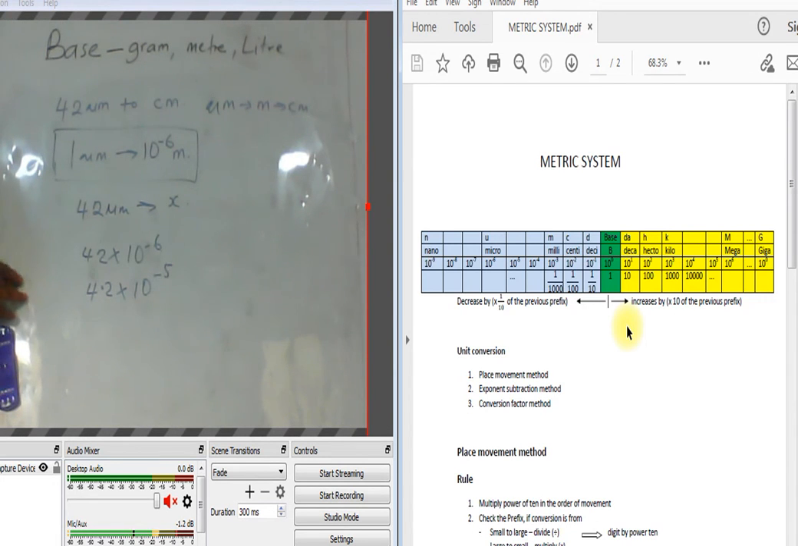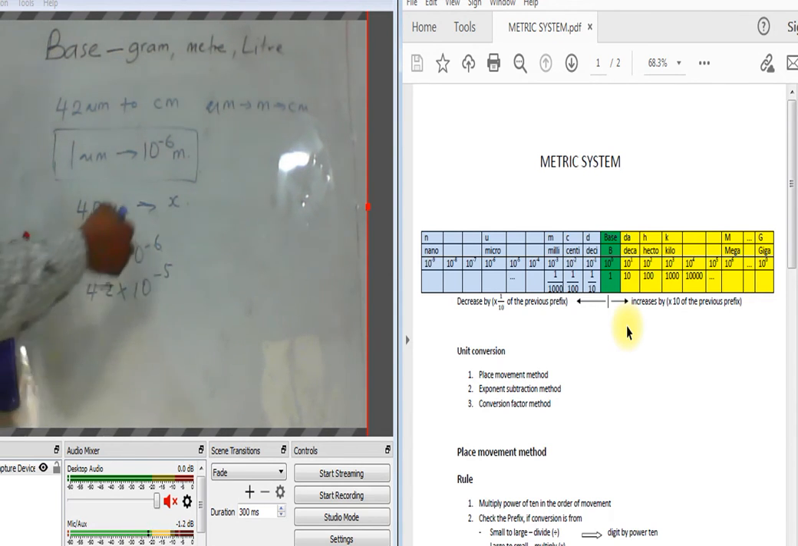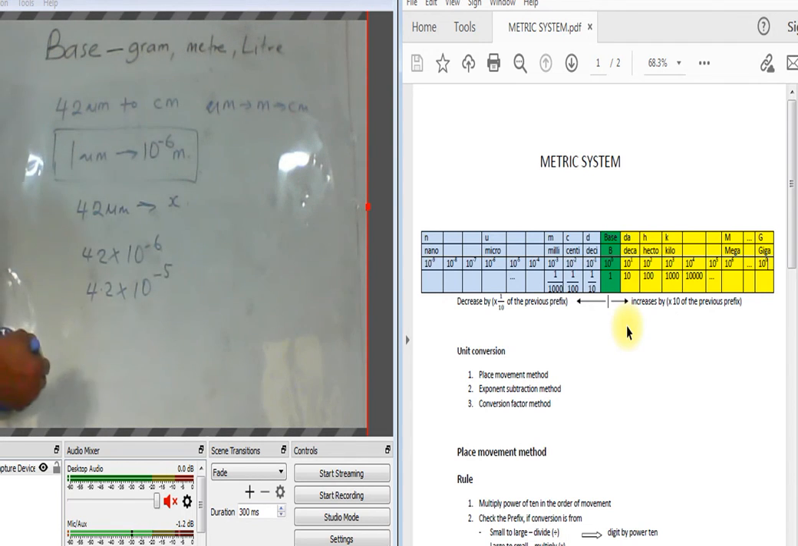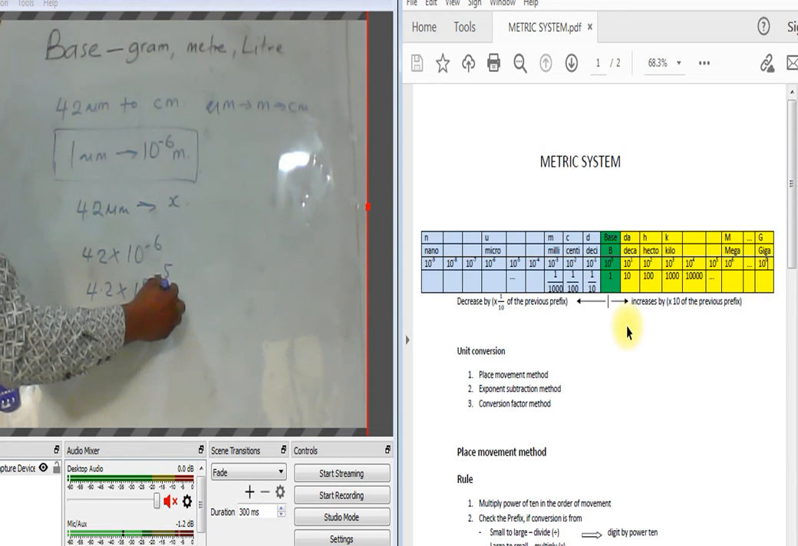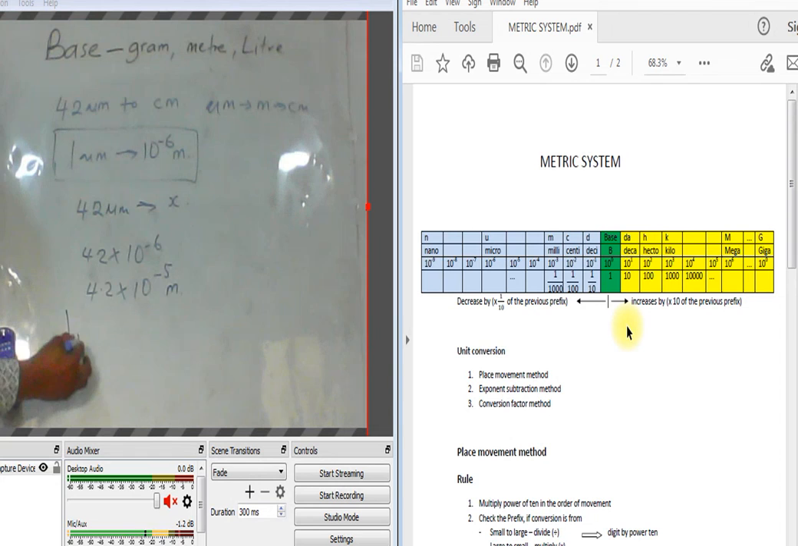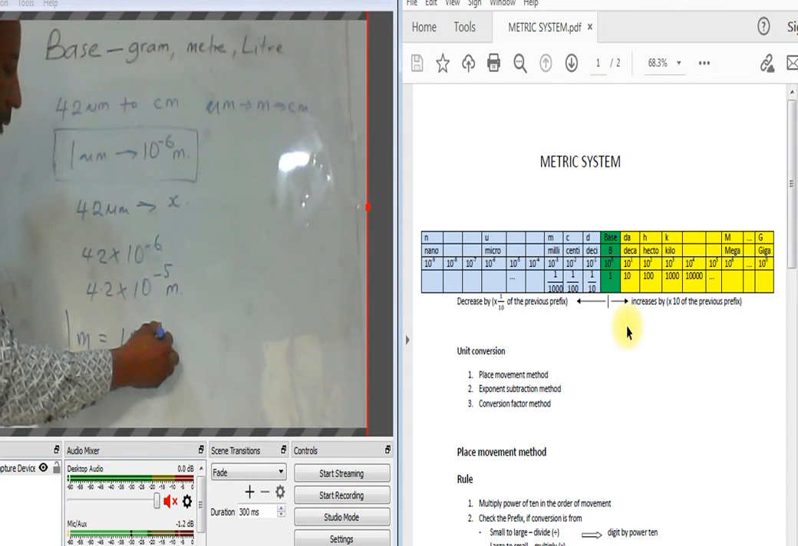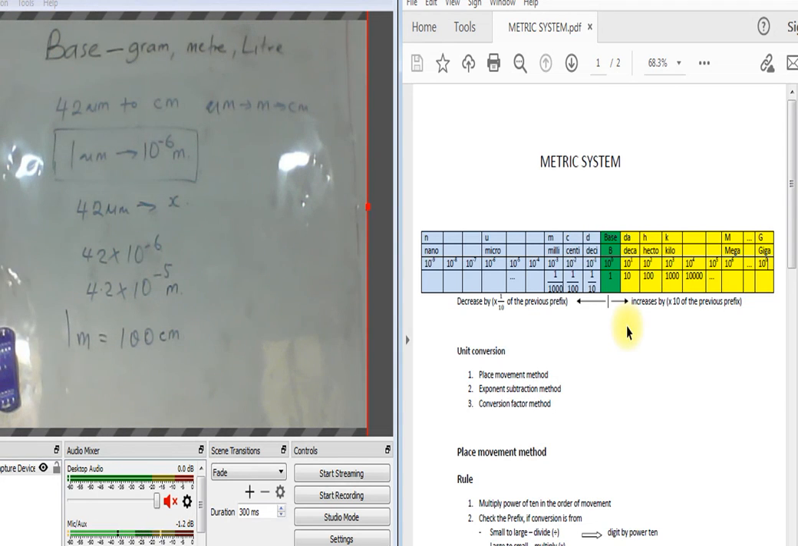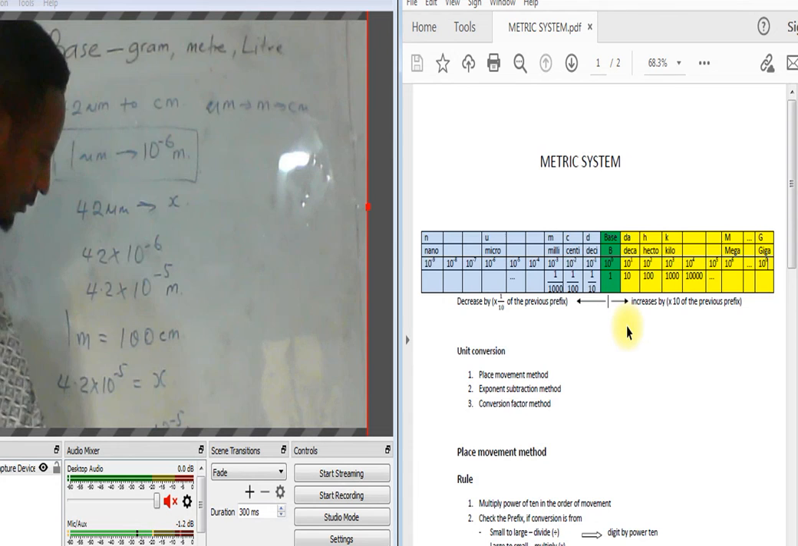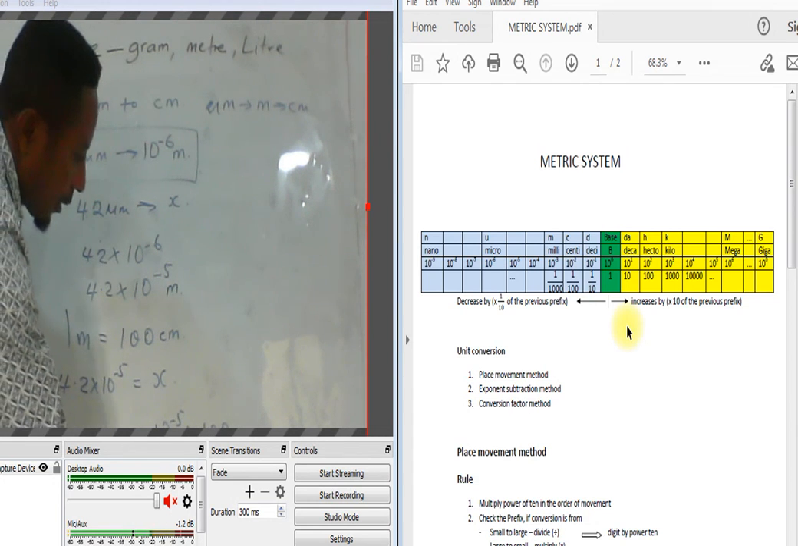Am I correct? 42 times 10 to the power of minus 6, yes, 4.2 times 10 to the power of minus 5. Now I can convert this to centimeter. Of course, this should be in meter. Meter to centimeter is not a problem. 1 meter is equal to 100 centimeter. It's something I can figure out easily without looking at my metric table. So 4.2 times 10 to the power of minus 5 will be what, x? By comparison, I'll have 4.2 times 10 to the power of minus 5 times 100, which is the same as 4.2 times 10 to the power of minus 3. The final unit is centimeter.